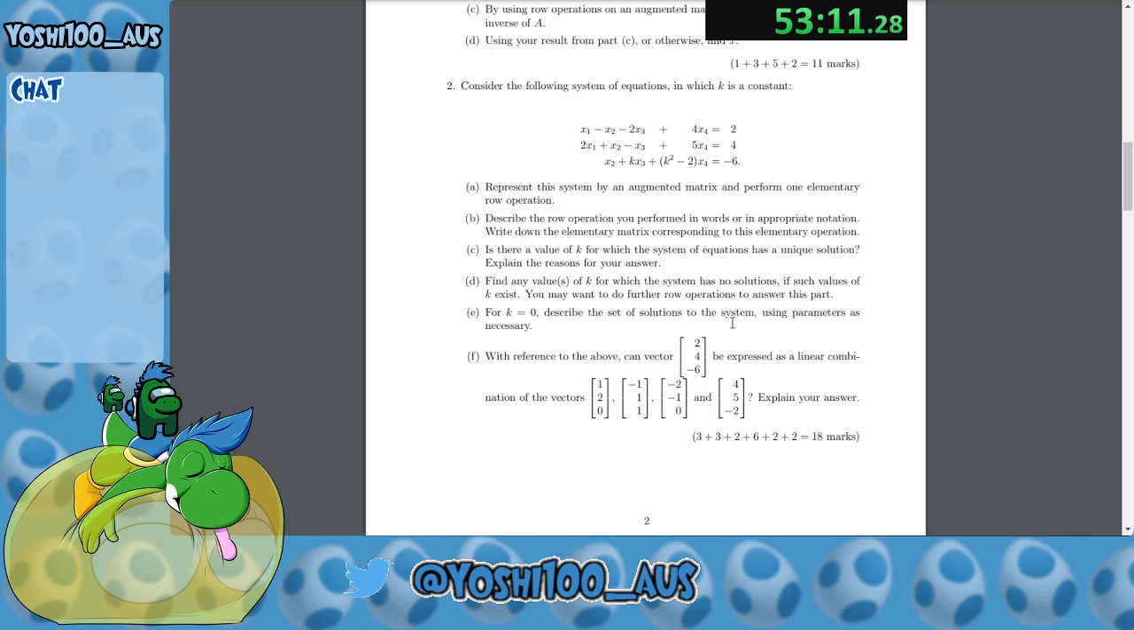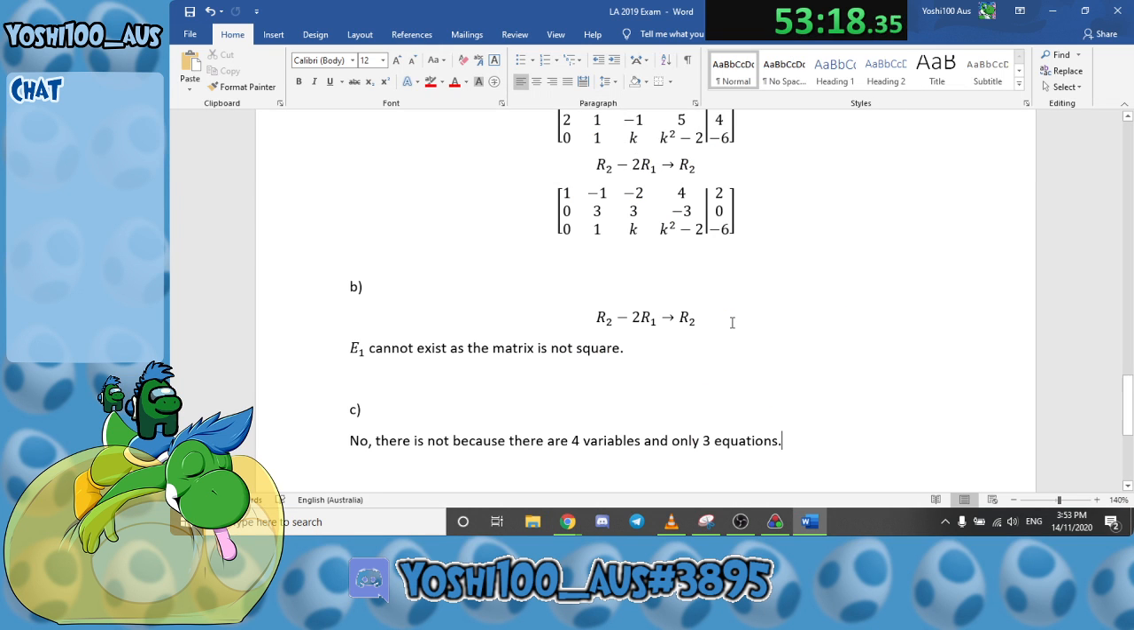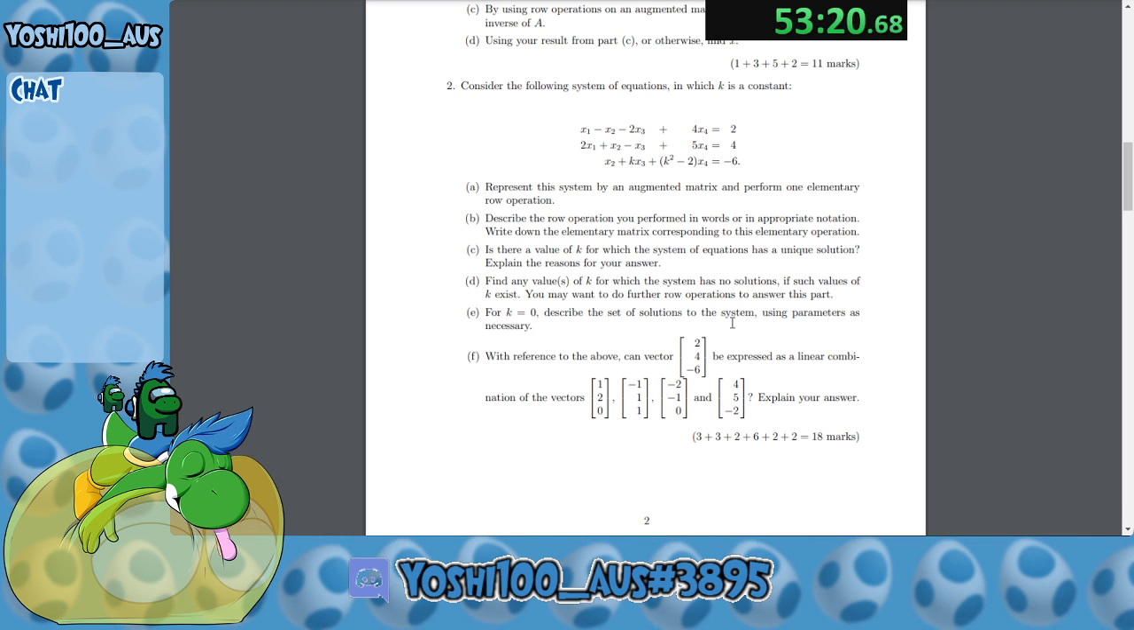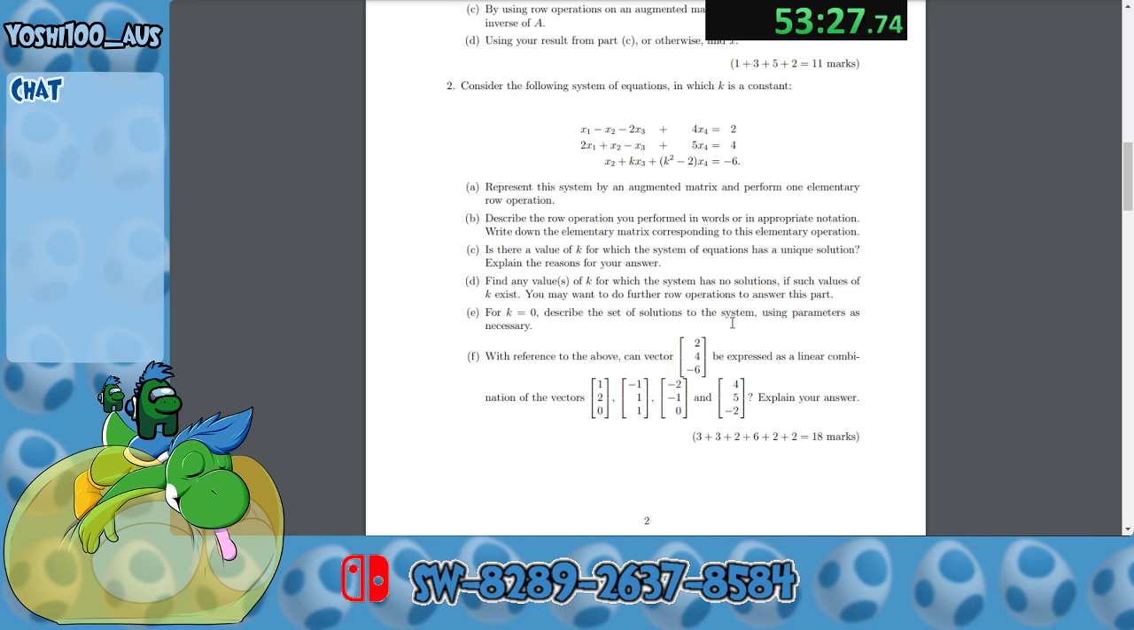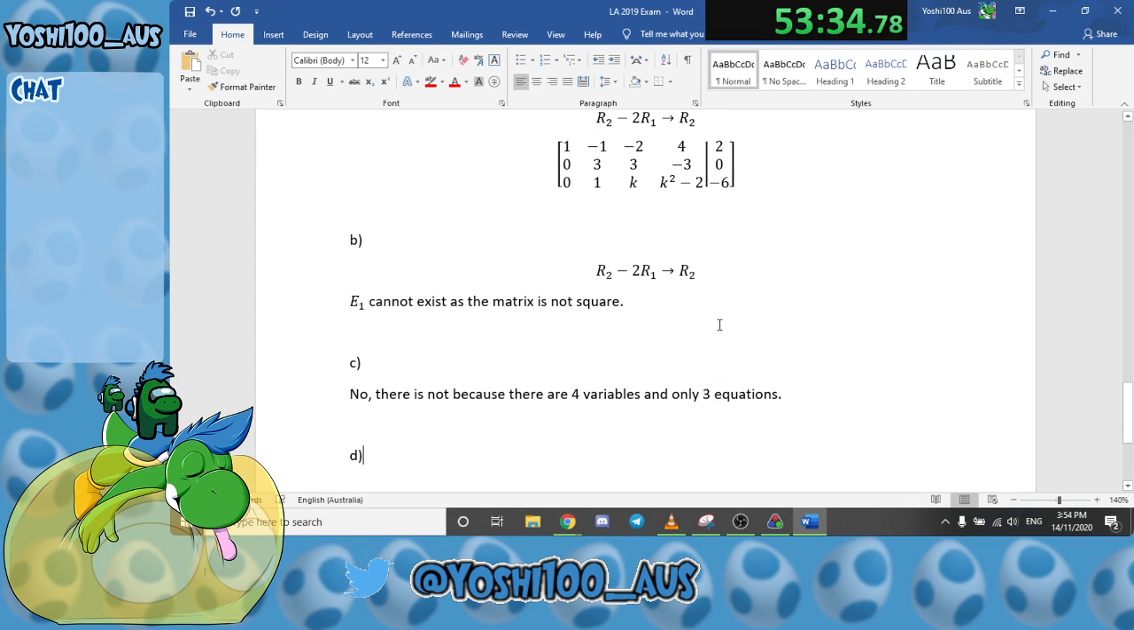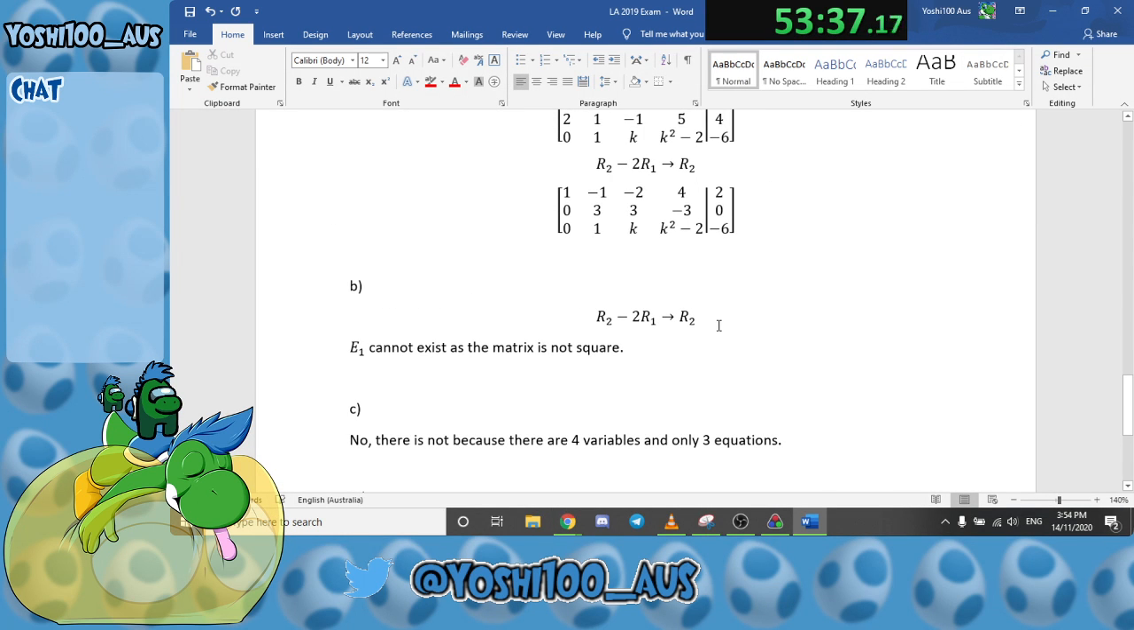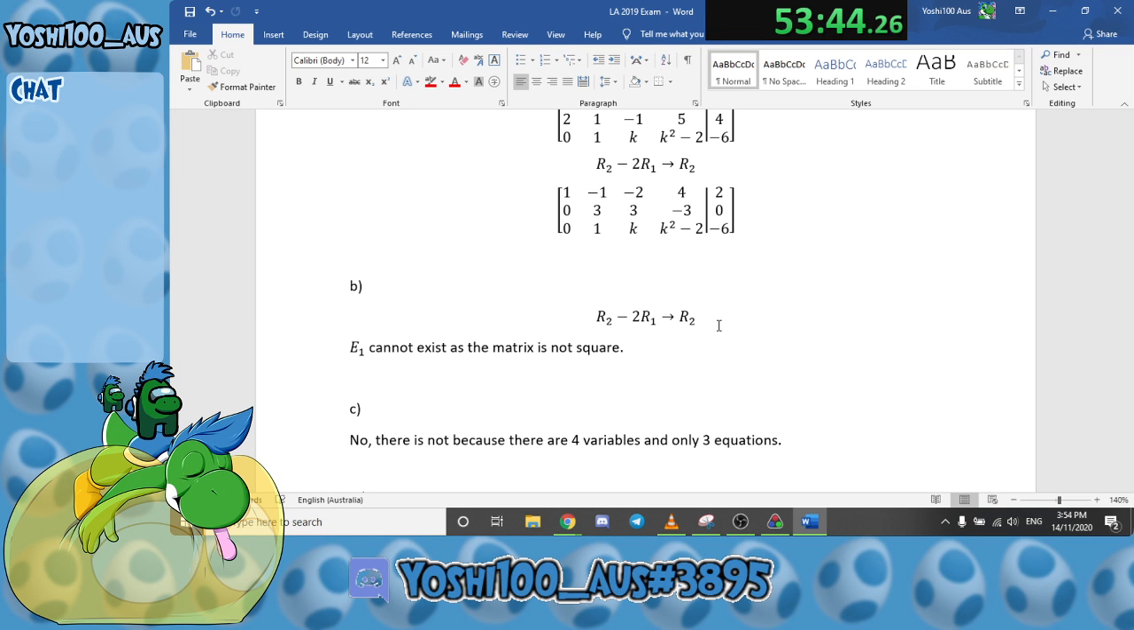Values of k for which the system has no solutions. If such values of k exist, you may want to do further operations to answer this. You may want to. Do I want to? I don't know about that. That's where the 6 marks is though, so definitely have to do. How much do we have to reduce? That's my question.